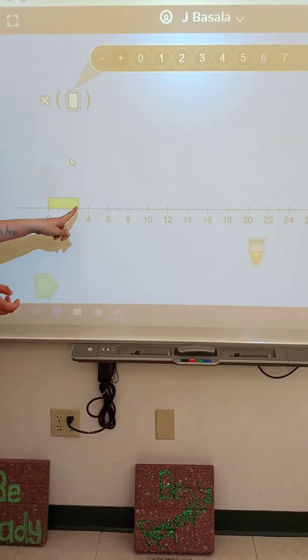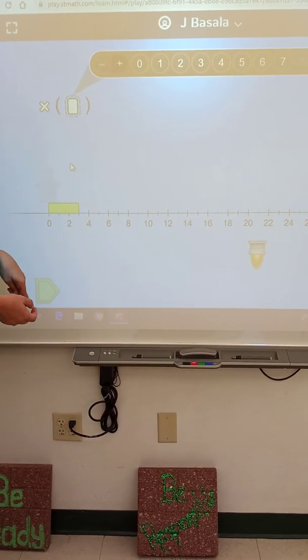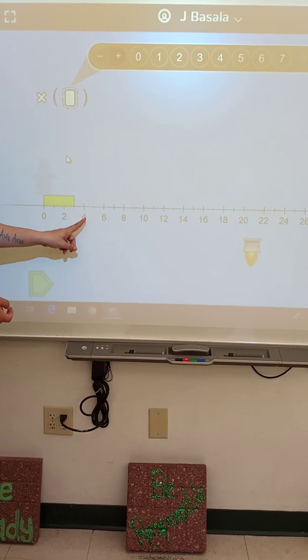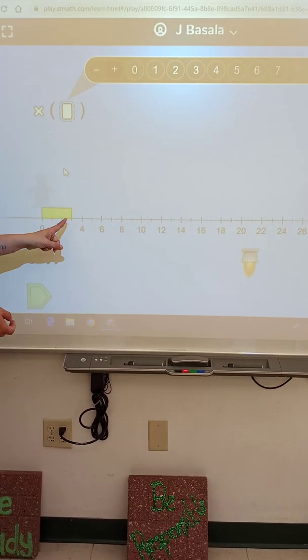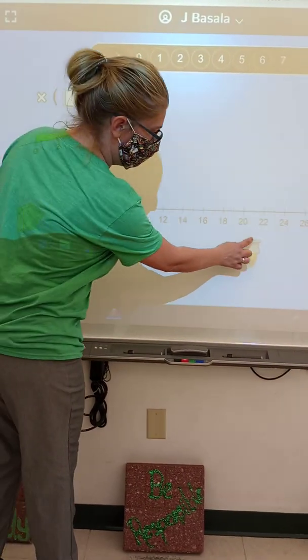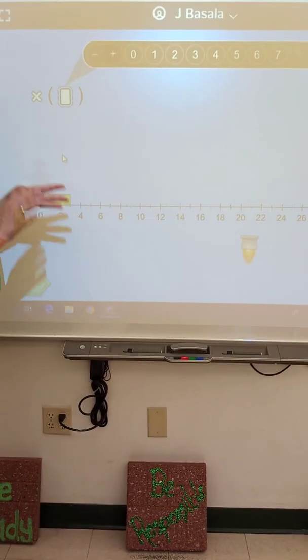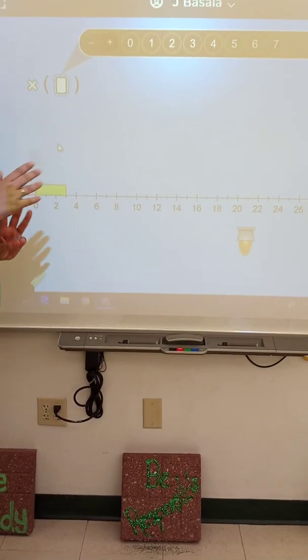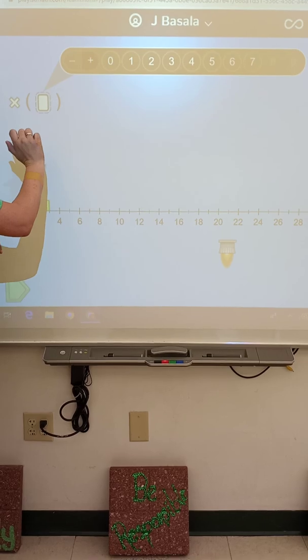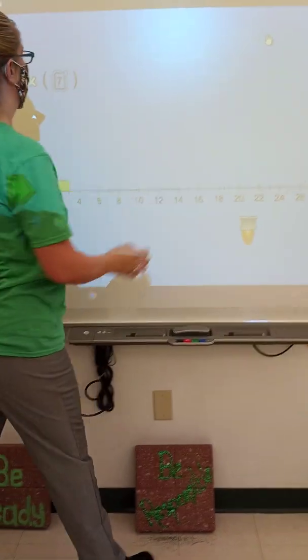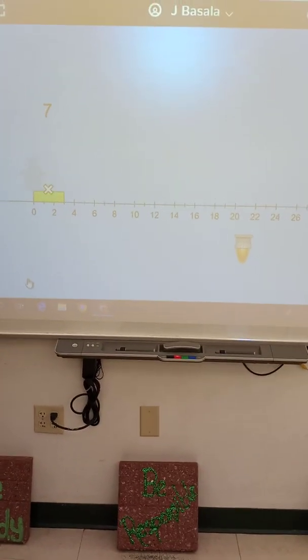Okay, so this looks like what I did before, but now it has numbers. So between the 2 and the 4 is a 3, but I need to get to 21. How do I get 3 to 21? I multiply it times 7. 3 times 7 is 21.